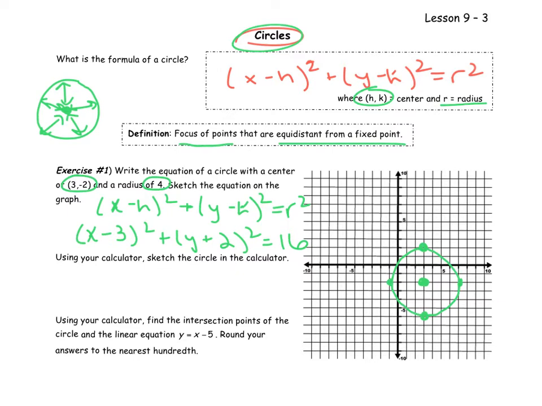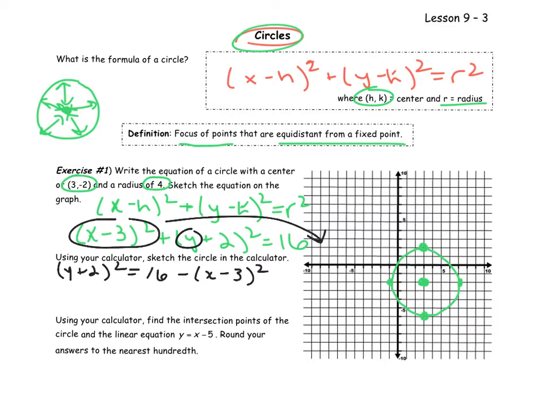Okay, so now to answer the second part using the calc. On your TI-89, you can actually graph this and get a circle. But your calculator can only graph in terms of y equals, so we have to get y by itself. We have (y + 2)^2 = 16 - (x - 3)^2. Really, I'm just bringing this to the other side. I'm going to square root both sides. Now, when you square root, don't forget plus and minus. So I have y + 2 = ± the square root of 16 - (x - 3)^2.